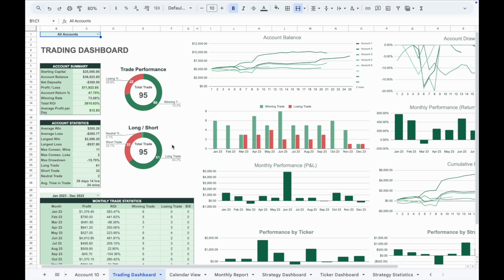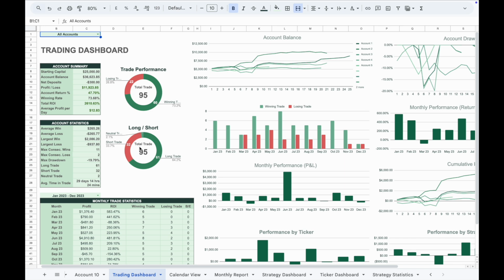Lastly, the most important section of this trading journal is the main trading dashboard. It provides a comprehensive overview of your account's trading activity. It displays an account summary, including starting and ending balances, total P&L, win rate, total ROI, and key account statistics such as average win and loss, largest win and loss, maximum consecutive wins or losses, and average time in trade.